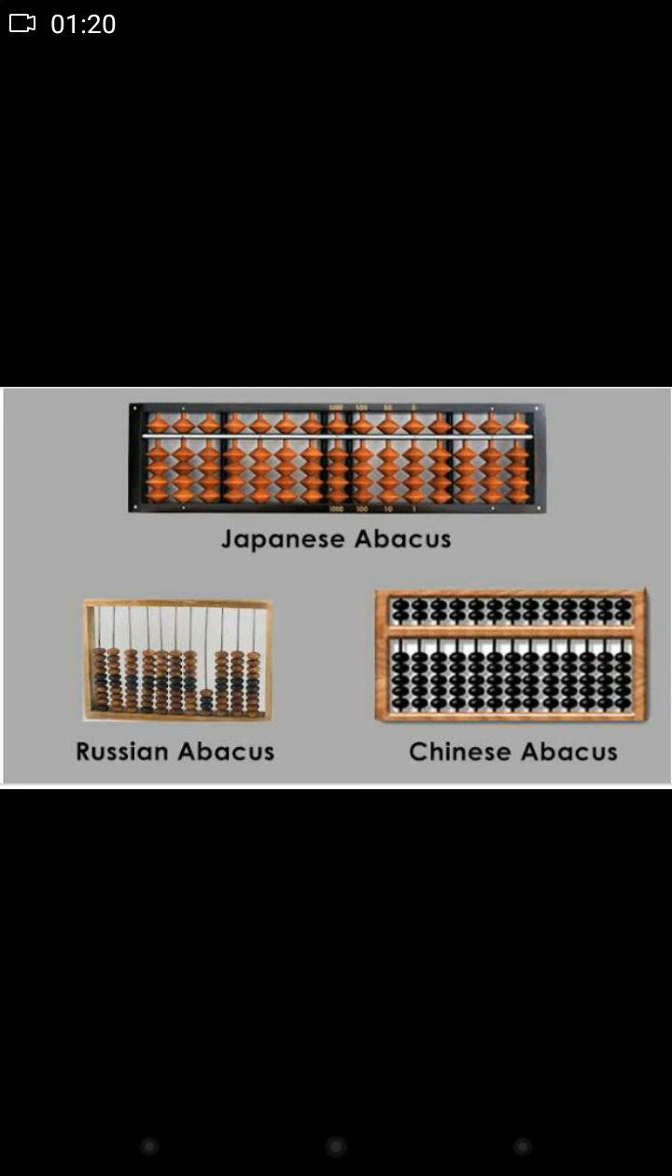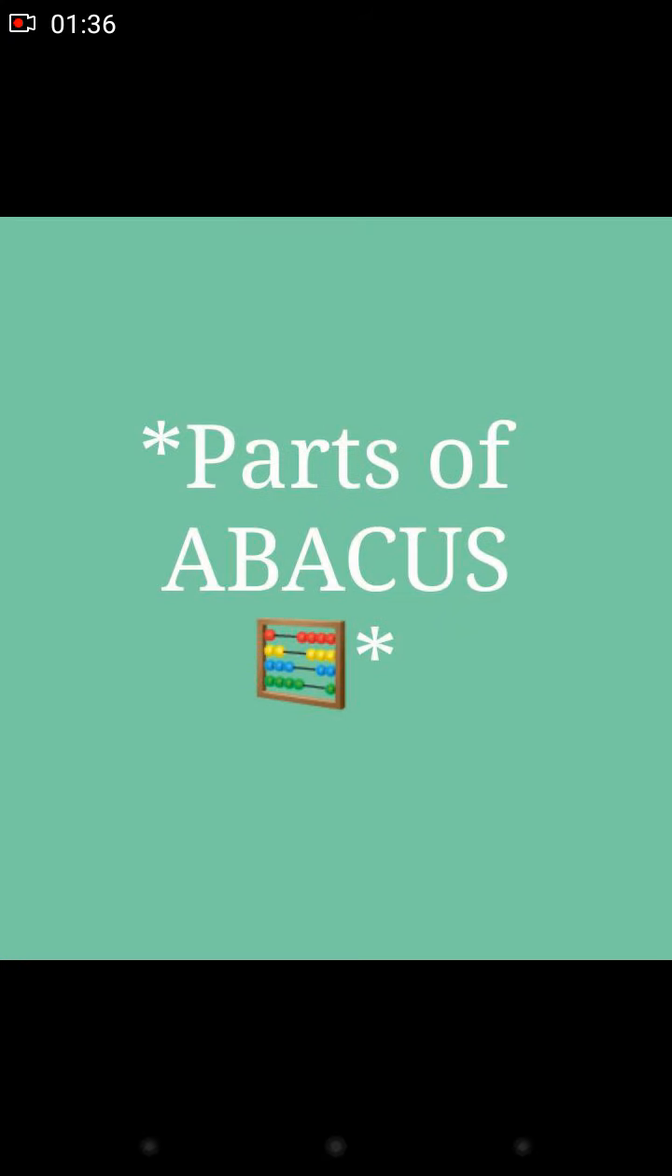After the Chinese development of the abacus, the Japanese introduced a new frame of abacus, and Russia as well. There is a slight difference between these three types of abacus. Parts of the abacus: there are basically two parts, the rods above the crossbar and the rods below the crossbar.